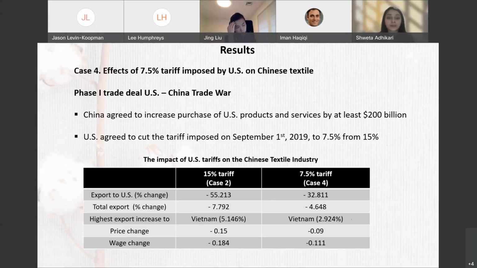And we have the price change and wage change. This is for the land price change, and we can see that the land price reduction is comparatively lower. Similarly, the labor wage reduction is comparatively lower after the phase one trade deal was signed.